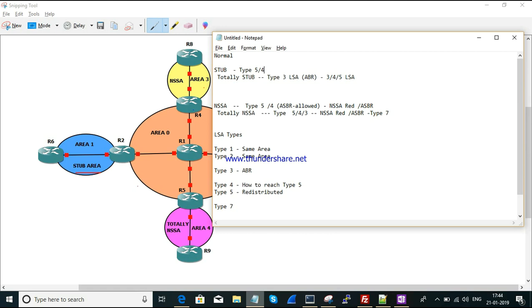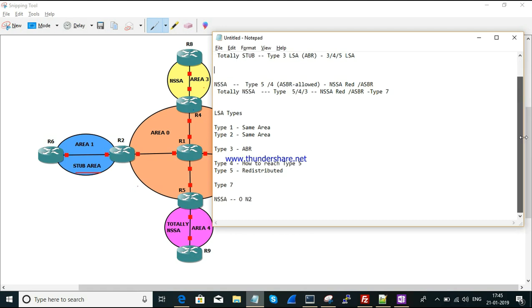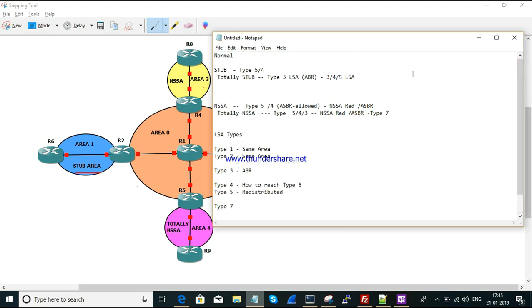So this is about stub and not so stubby, totally stub and totally not so stubby areas. I hope you get these points. NSSA will be indicated by the code O N2, which means OSPF, NSSA and type 2. Okay, so that's it about OSPF area types. We can see how to configure and how it acts while configuring in later upcoming sessions.